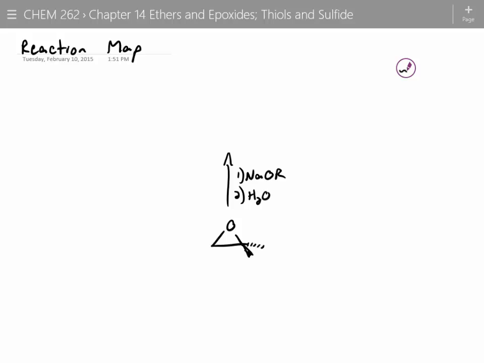Is this going to add to the more or less substituted side of our epoxide? Yeah, because it's under basic conditions, right? We don't have an acid source to protonate it. So we know in this case we'll form an alkoxide on the less substituted side. We'll protonate our alcohol, and we can end up forming our new ether.